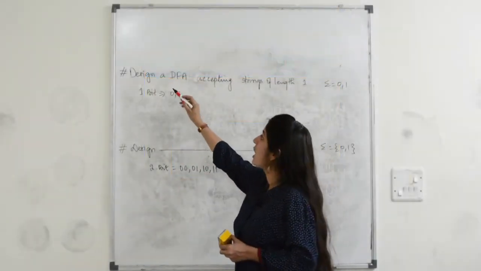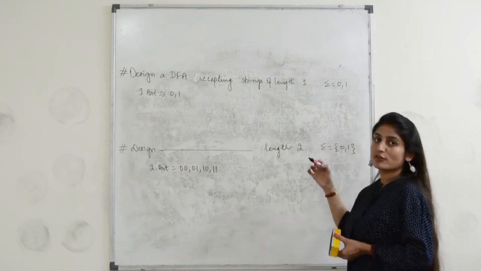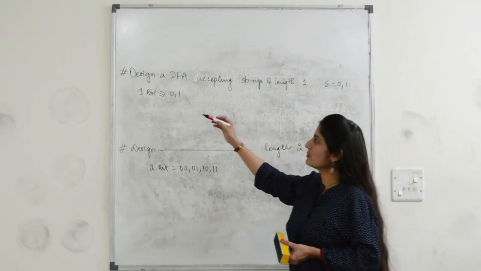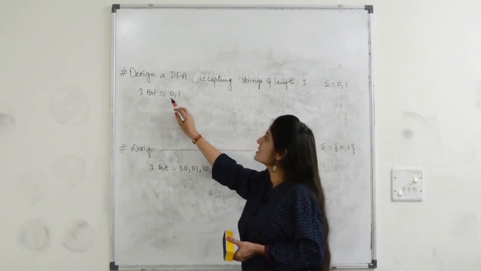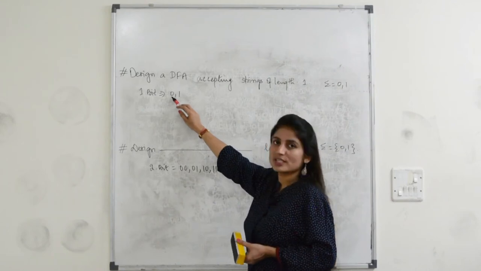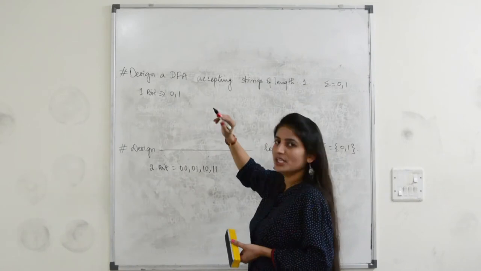So now we'll learn how to design a DFA accepting strings of length 1. First of all, the input alphabets are given: 0, 1. So we'll write all the 1-bit combinations. 1-bit combinations are either 0 or 1. So the minimum length string is 0 or 1, which is of length 1. So the number of states will be 2.